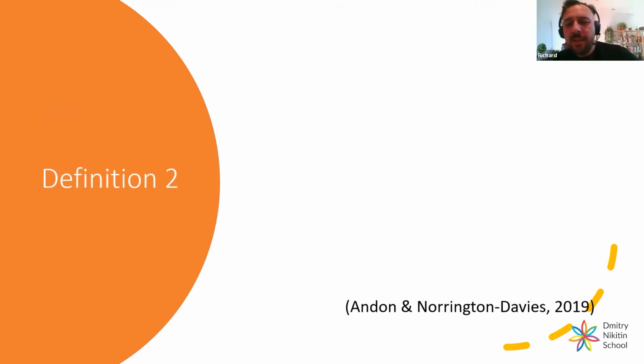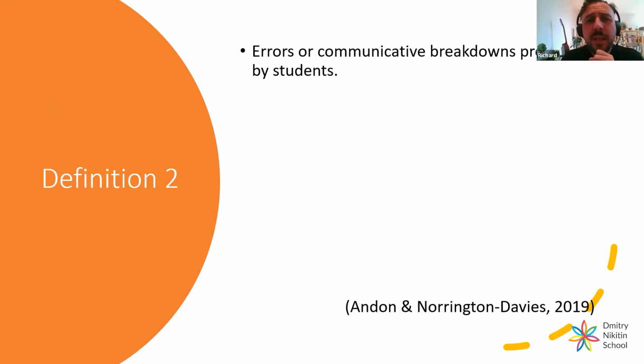Nick Andon and Danny Norrington-Davies, who are my colleagues at King's and International House as well, in 2019, they say that the emergent language can be a number of things. And one of the things they said it can be is errors or communicative breakdowns produced by the learners. So when our learners make an error, what we traditionally call error correction can be subsumed by this term emergent language.